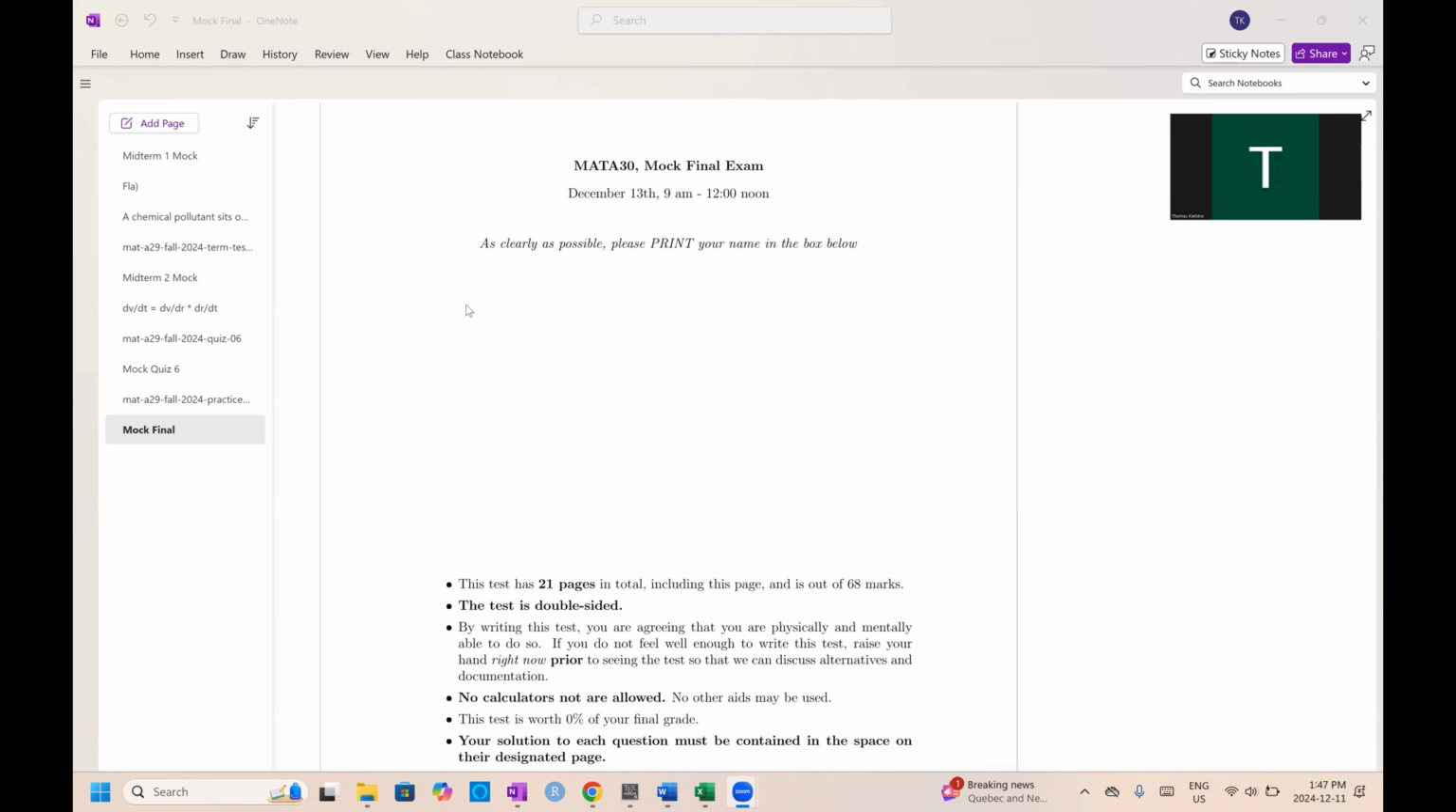Today we're going to look at the mock final for MATA30, and we're going to go through the solutions. Recall that these solutions are not meant to be 100% solutions, but help you understand the process behind these questions, help you get 70, 80, 90%.